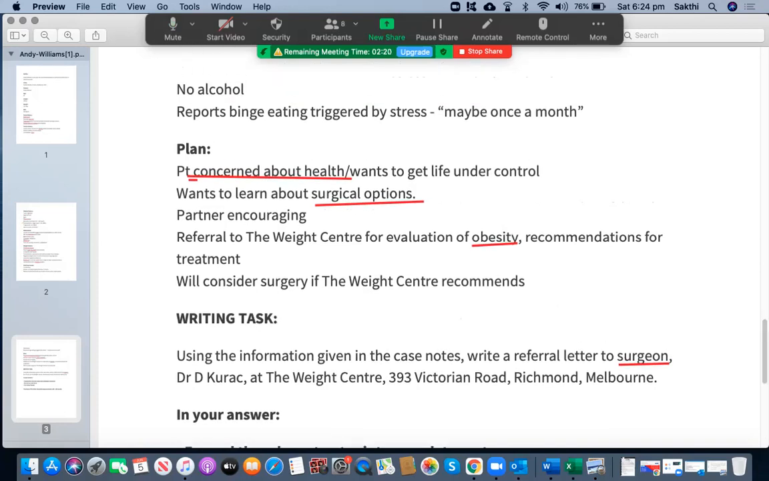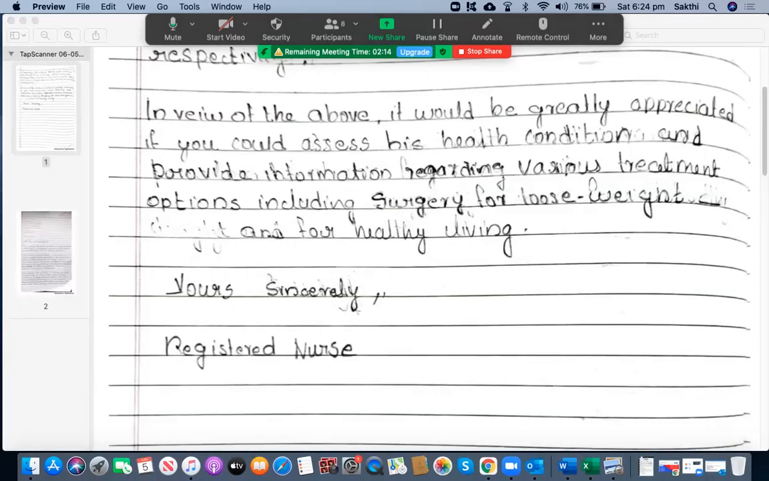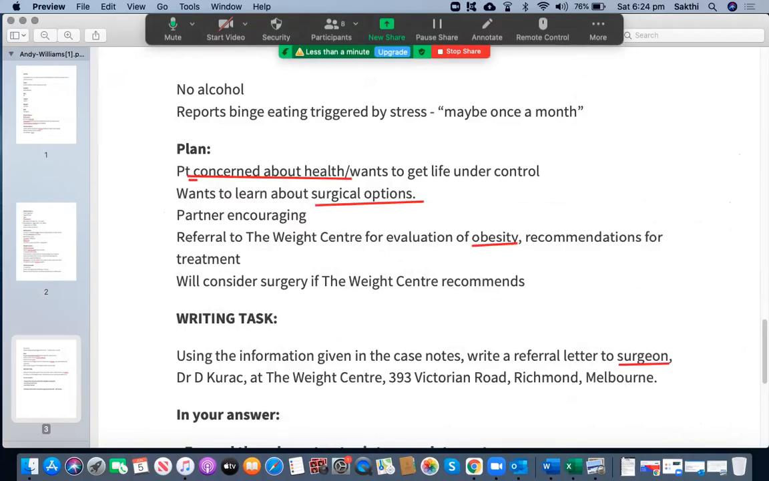I don't have the paper with me. I wrote in the last sentence, I think. Surgery recommended. Okay, let me go through this. So in view of the book, assess his health condition, provide information regarding various treatment options, surgery. Yeah, you could have mentioned, like, please note, he is willing to undergo surgery if it is recommended. Okay, something like that. Because that is important as well. So you need to let them know if he is also able to go through the surgery or not.